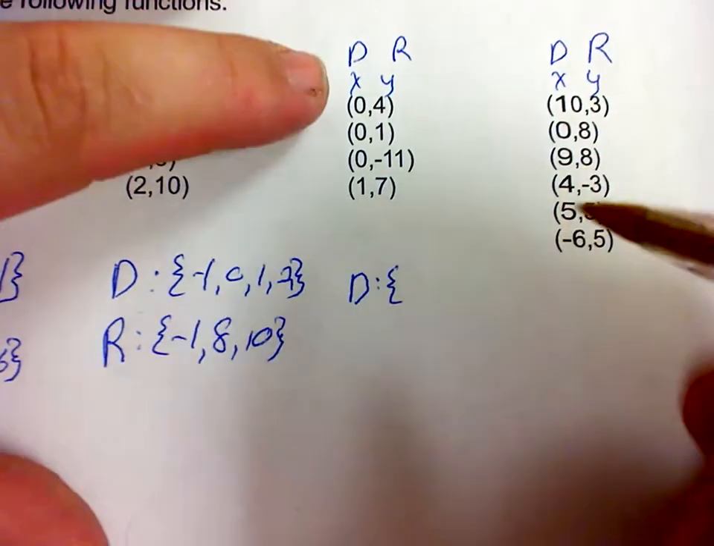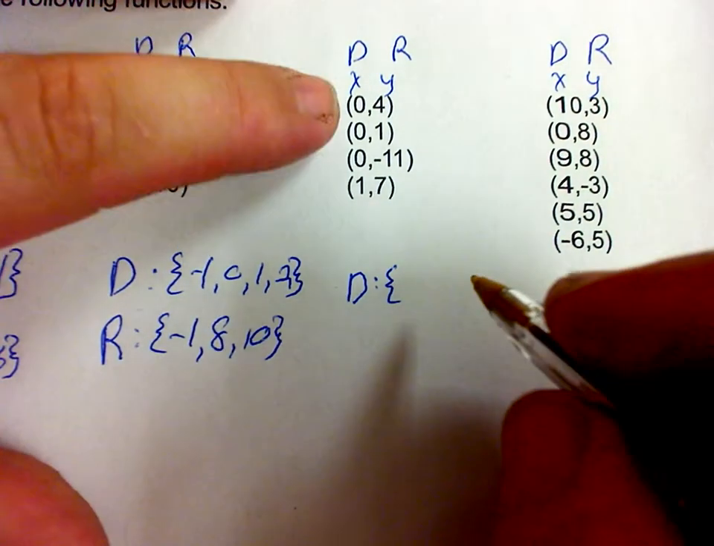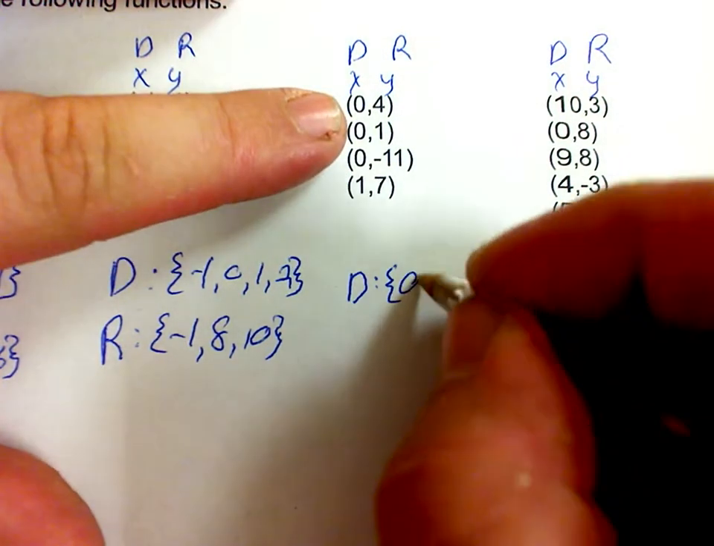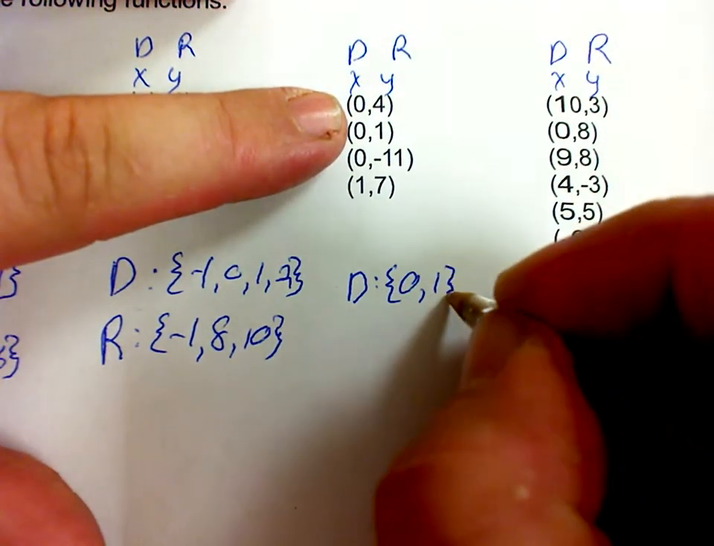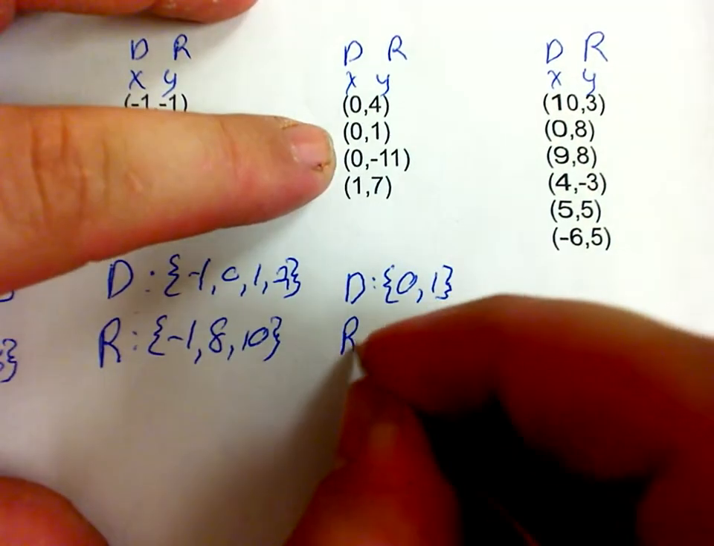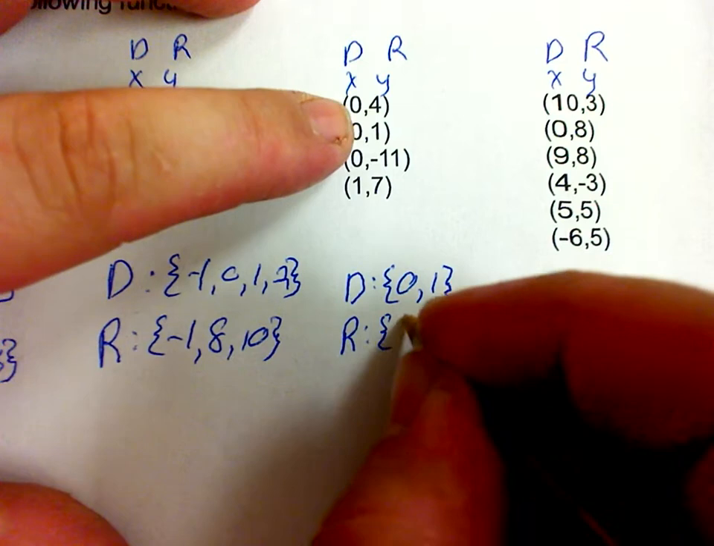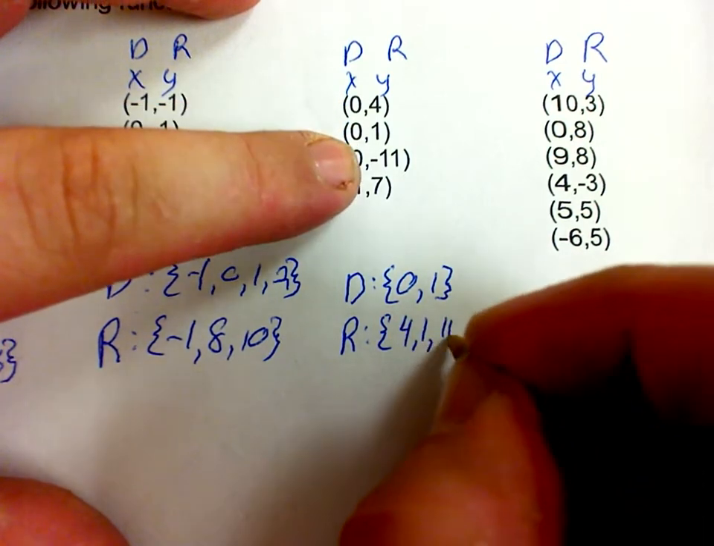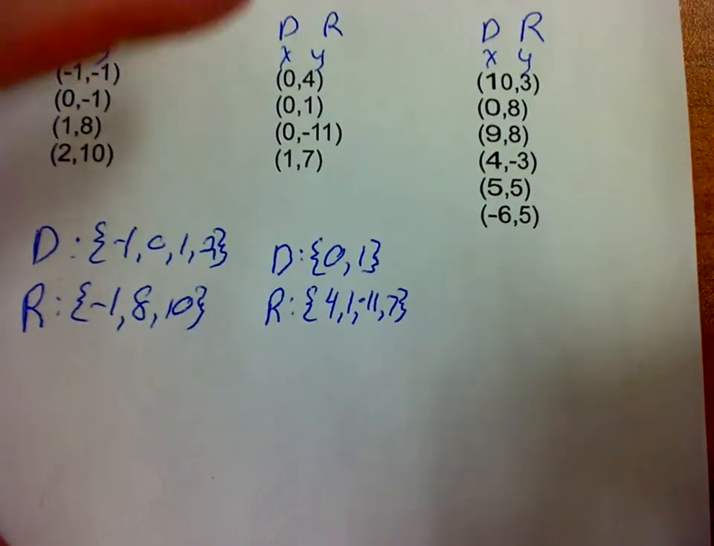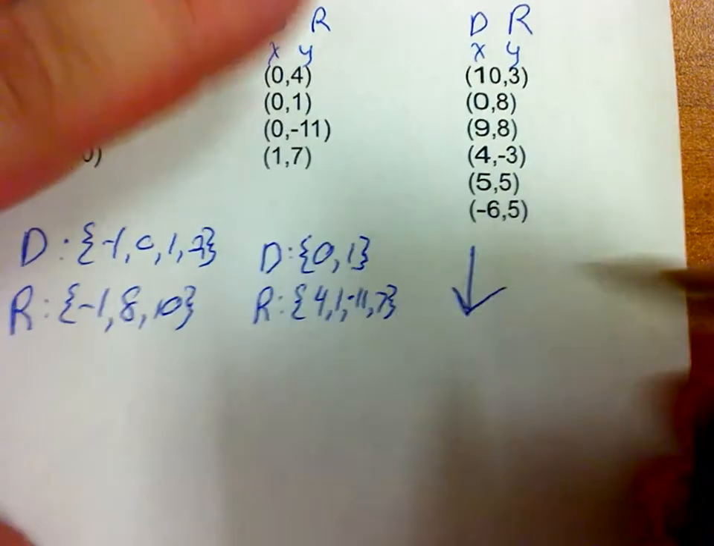Okay? Hopefully these are seeming a little bit too easy, and that's good because these are not designed to trick us. We just, for the domain, have to look at all the X's. We only have two different ones here because we have 3 zeros and a 1. So we're just going to put a 0 and a 1. This is only going to have 2 elements in this set for the domain. Once again, the range are just the Y values. Let's take a look. 4, 1, -11, and 7. All right. Doesn't matter how many numbers they give us.